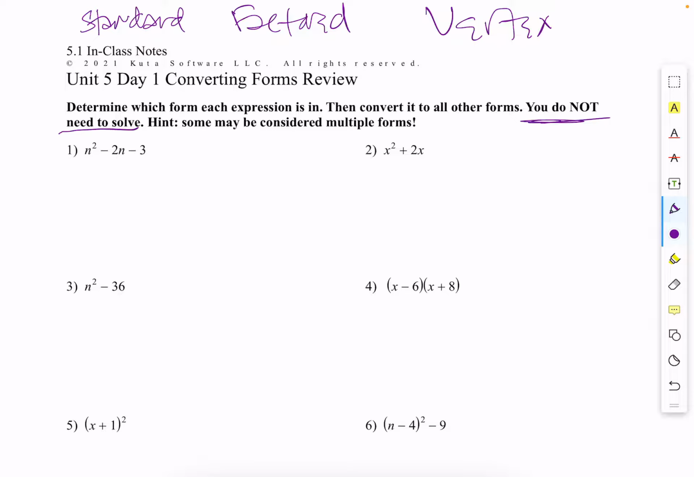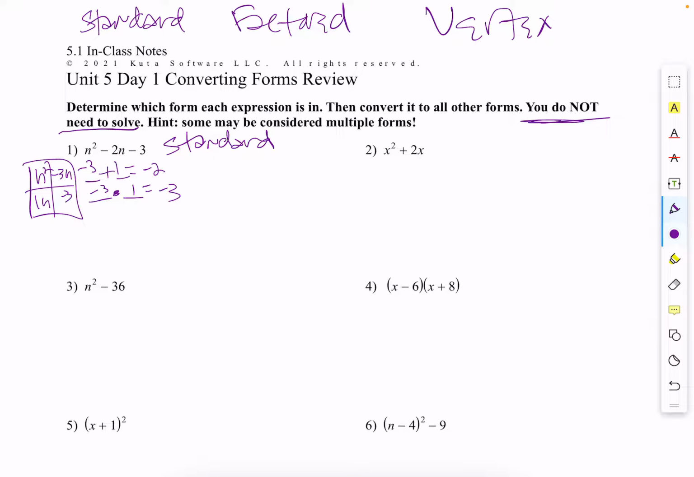Okay, so this first one is in standard form. It doesn't matter which one I do first, but I need to convert it to all other forms. So I'm going to put it into factored and into vertex. I'll do factored first. I'm going to set up my box and my puzzle. Got to find 2 numbers that add to -2 but multiply to -3. Ends up being -3 and 1. Fill in my box.